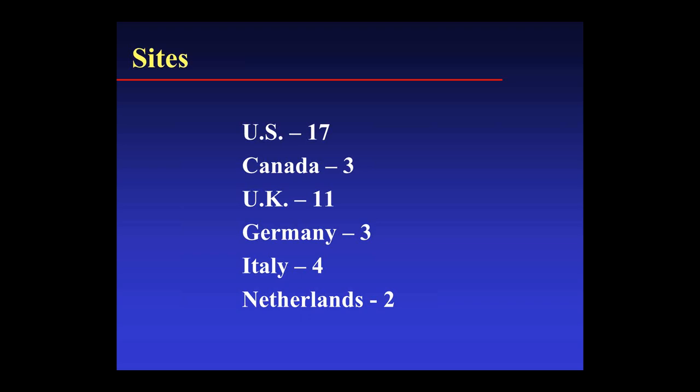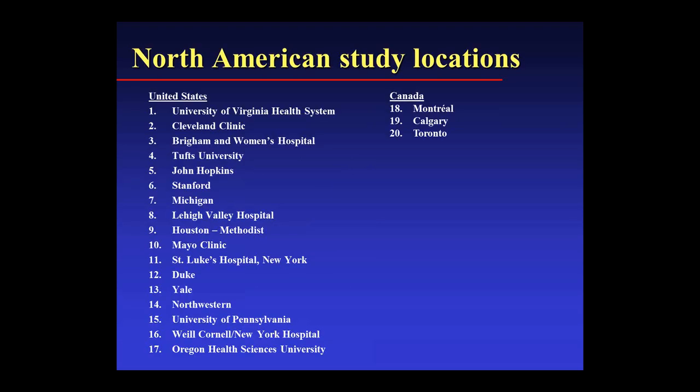There are 17 sites in the US, 3 in Canada, 11 in the United Kingdom, 3 in Germany, 4 in Italy, and 2 in the Netherlands. These are the North American study locations, and I'll leave the list up for a few seconds for you. I'm not going to read through them all. You can look for the one closest to you.